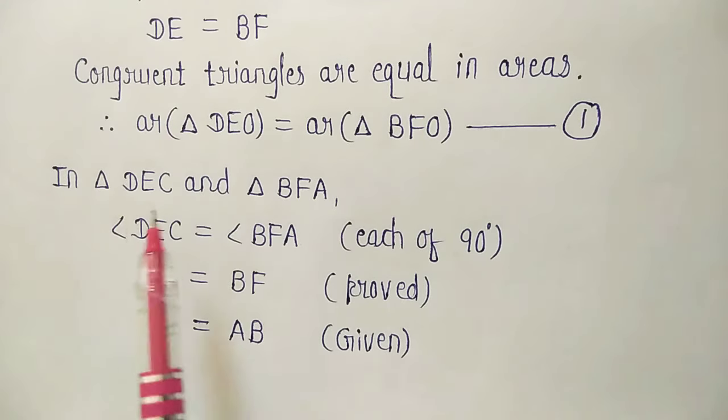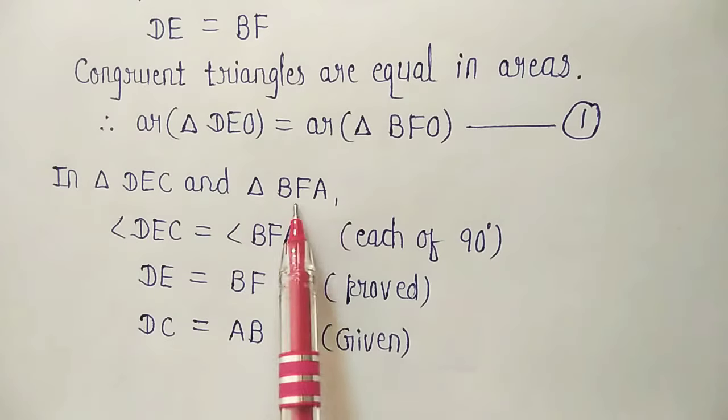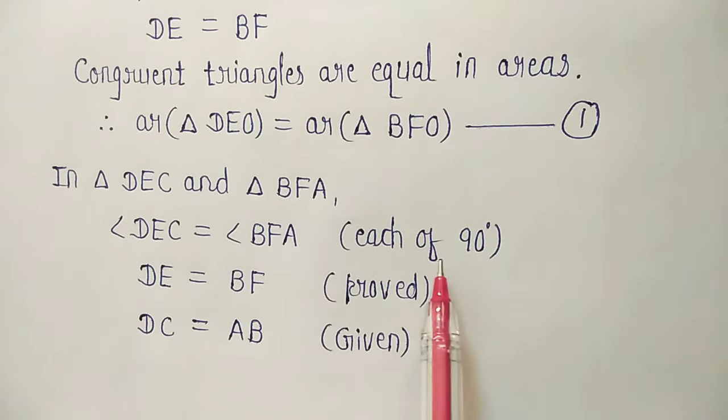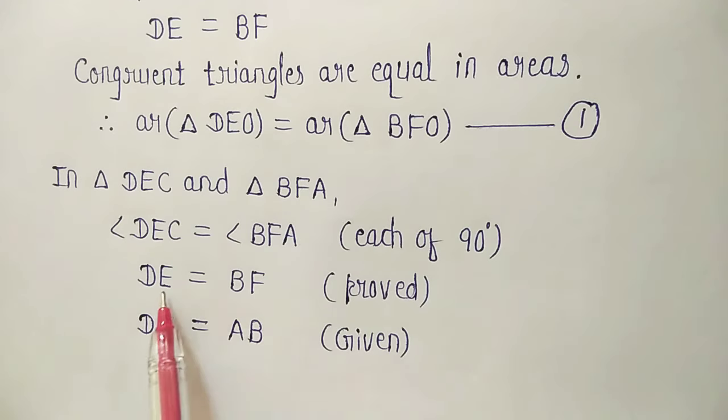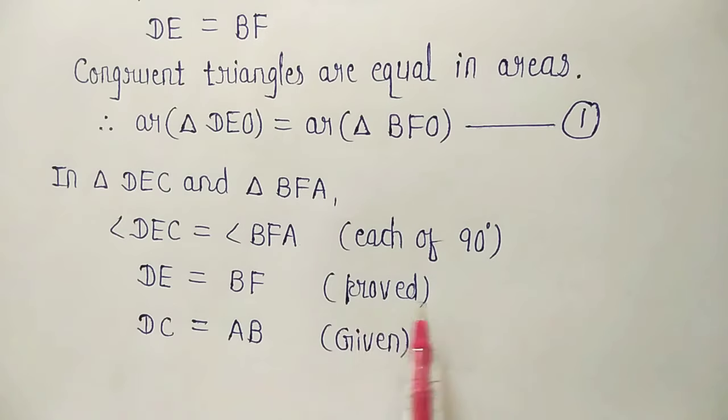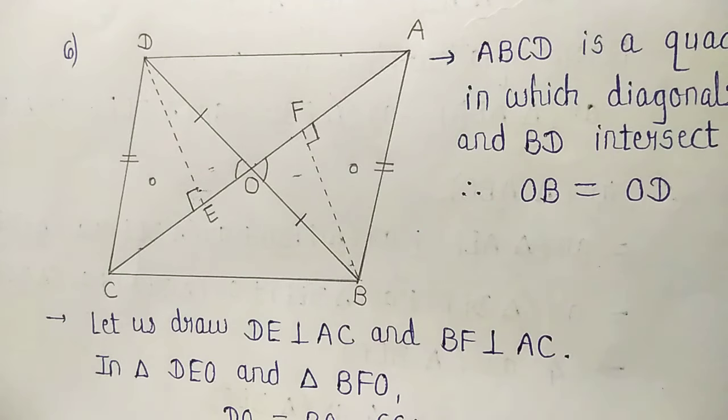In triangle DEC and triangle BFA, angle DEC is equal to angle BFA because each is 90 degrees. DE is equal to BF, just now we have proved, so we'll write proved. DC is equal to AB, given. Which criteria is this? Let us find out.